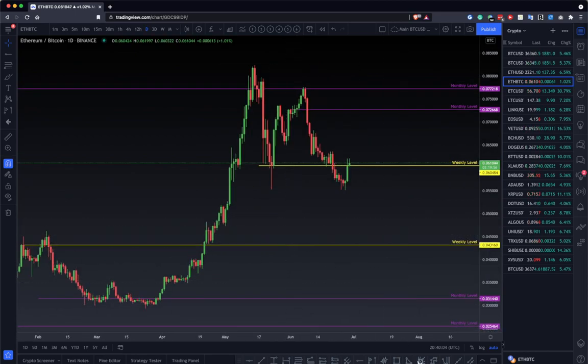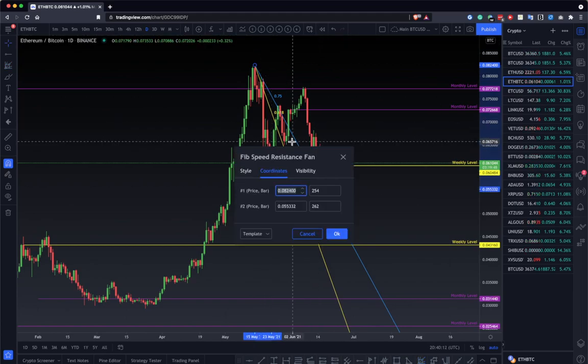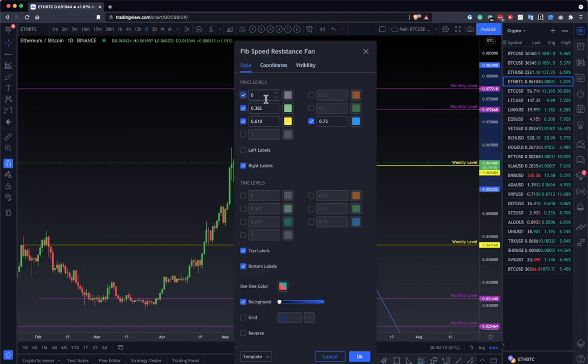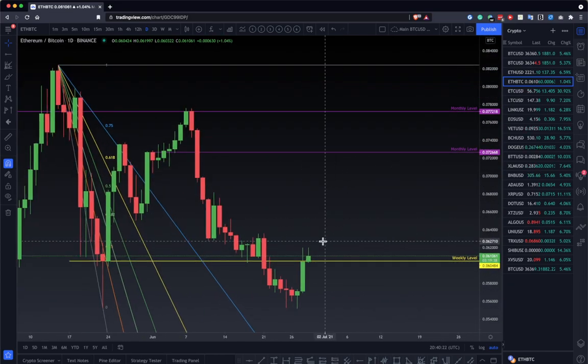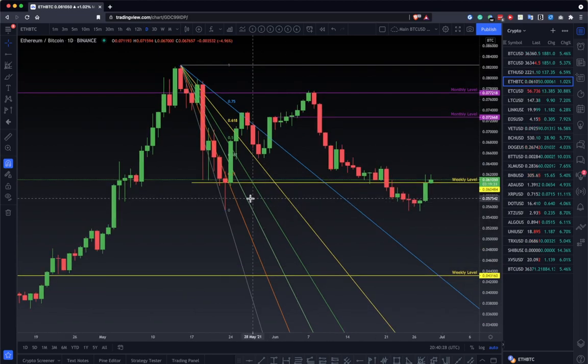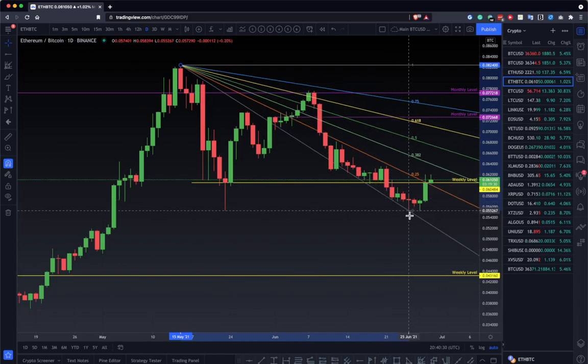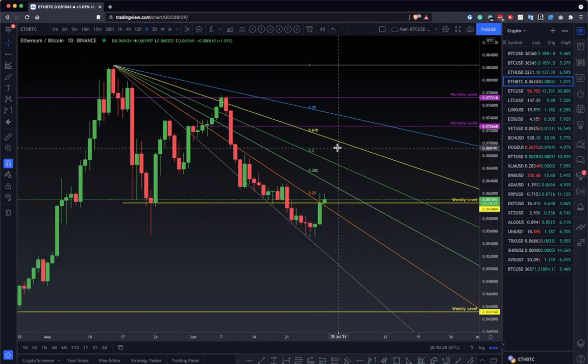Of course, we can go slightly more technical and see what happened with our FIB. Basically, FIB speed fans. Let's put back the other levels. So, it was disrespected. We have a 618 here.